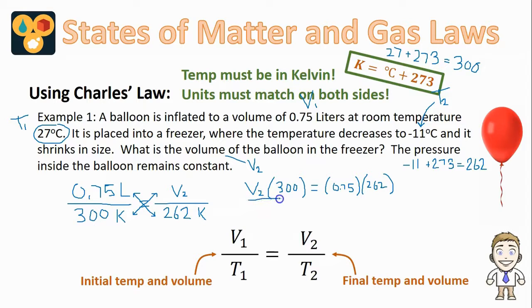I just have to get V2 all by itself on one side of this equation. So if I divide both sides by 300 on this side as well, it'll cancel out 300 here, and I'll be left with V2 equals, with one final step, multiply those two, divide by 300. So I get an answer of 0.655. Since the units will match on both sides, my V1 was in liters, my V2 will also be in liters.